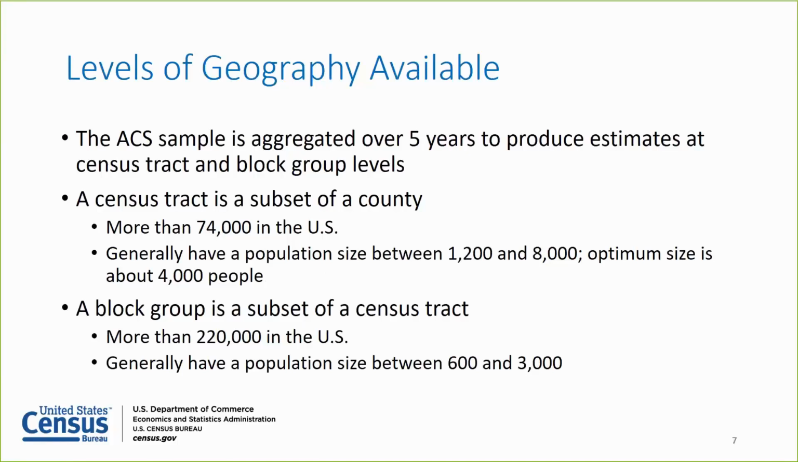Just a little background, a census tract is a subset of a county. It's contained within counties. There's more than 74,000 tracts in the U.S., and these generally have a population between 1,200 and 8,000, with the optimum size being about 4,000 people in each tract. A block group is a further subset of a census tract, so there's typically multiple block groups in a tract. There are more than 220,000 block groups in the U.S., and they generally have a population between 600 and 3,000.